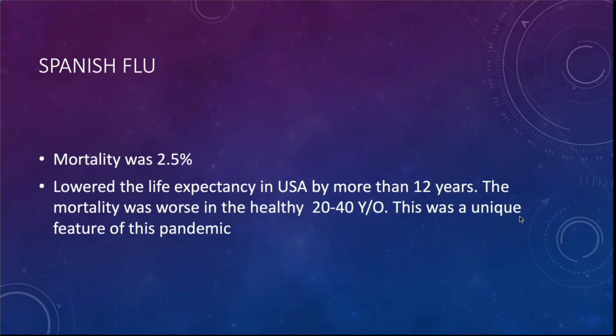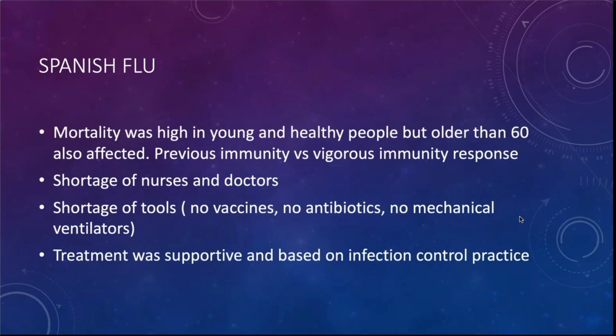The mortality of the Spanish flu was 2.5, and unfortunately, it lowered the life expectancy in the United States by more than 12 years. Unfortunately, too, the mortality was worse in the healthy 20 to 40 year olds, which was a huge impact for the population at that time. And this was also a unique feature of this pandemic. People older than 60 years old were also affected.